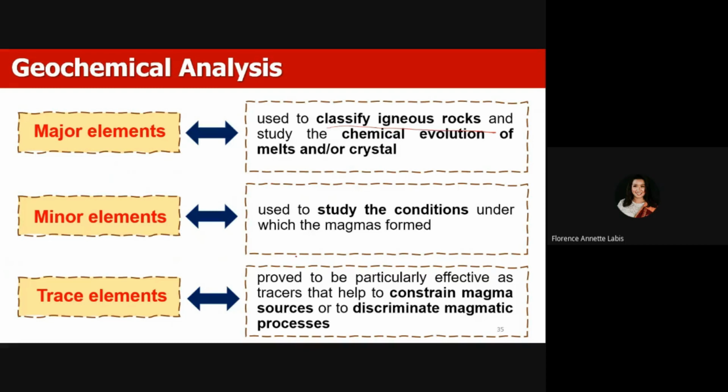We also call trace elements good petrogenetic indicators. Their presence in your sample gives you an idea of the conditions under which they formed, or helps you constrain the origin of the magmas from which the rock has formed.